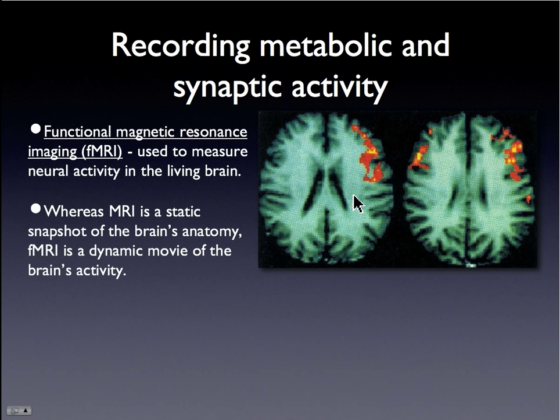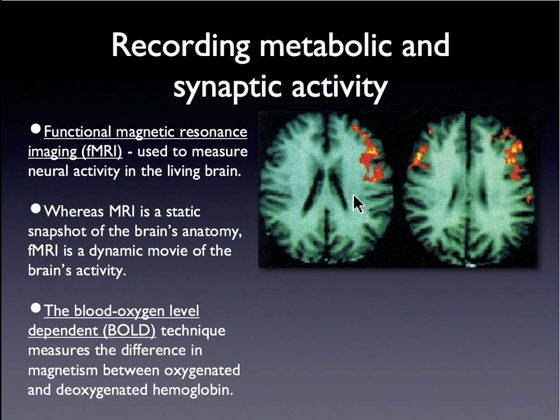So traditional MRI is a static snapshot of the brain, but fMRI is a dynamic movie of the brain's activity. And a technique that we commonly use is called the blood oxygen level dependent technique, the BOLD technique. And it measures the difference between blood that's been used and blood that hasn't been used. They have slightly different magnetic properties, and the machine can actually detect that.